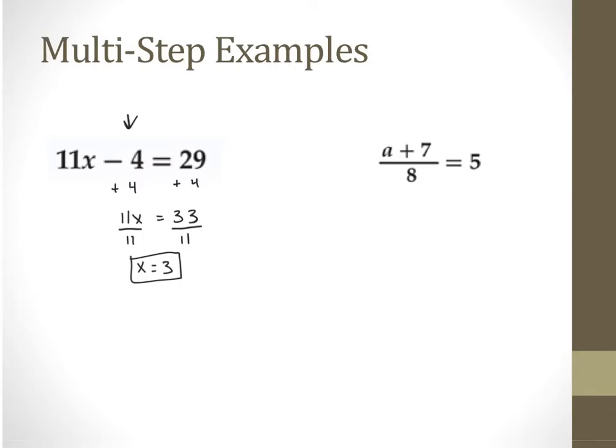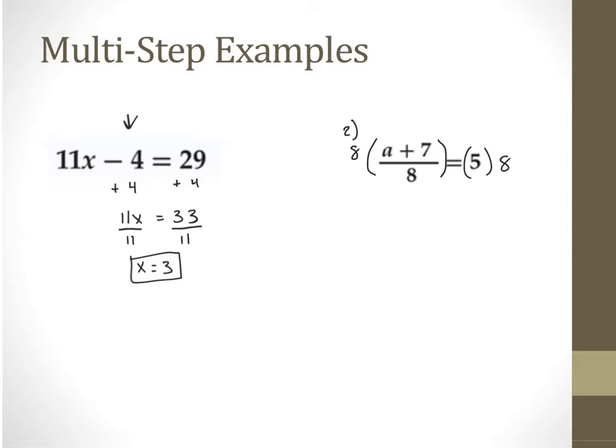Okay. Now in the second one, you have x in the numerator of a fraction. If you remember from the last video, we talked about how whenever you have a fraction, technically you have a division. So what's going on is technically we have a plus 7 divided by 8. Whenever you have a fraction, the first thing you're going to do is to multiply by the denominator. I'm going to use parentheses this time. Multiply by the denominator to both sides.